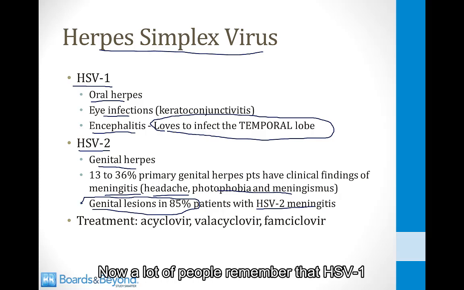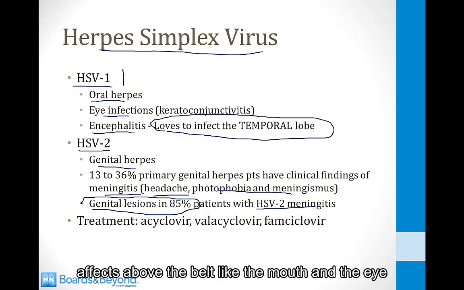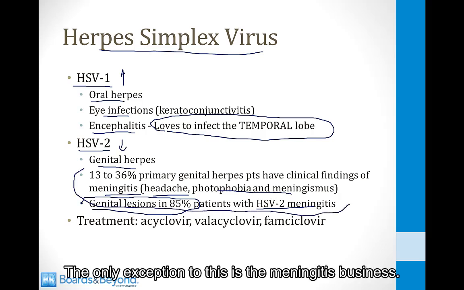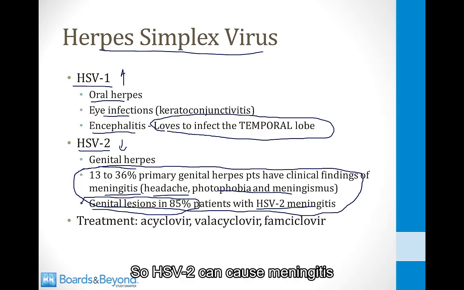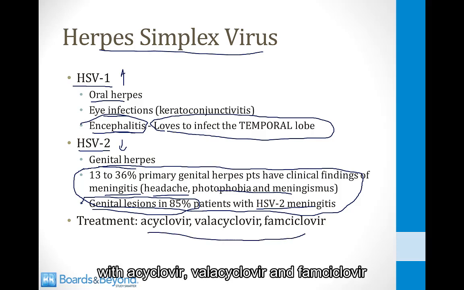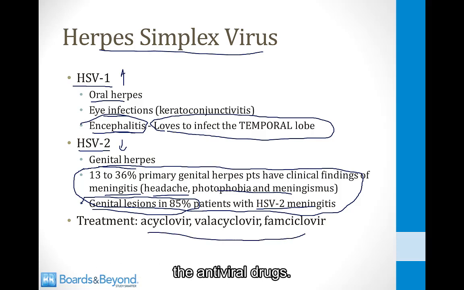Now, a lot of people remember that HSV1 affects above the belt, like the mouth and the eye, and HSV2 affects below the belt, like the genitals. The only exception to this is the meningitis business. So HSV2 can cause meningitis, and HSV1 will cause encephalitis. And you can treat both of these bugs with acyclovir, valacyclovir, and famciclovir, the antiviral drugs.